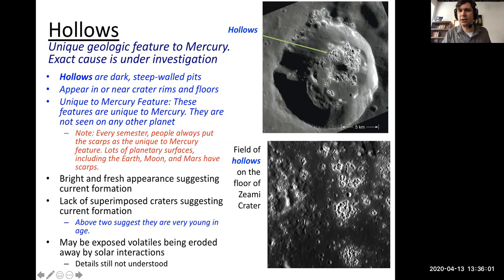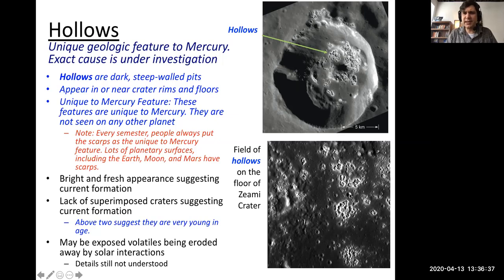We're not 100% sure on their formation yet. You can see these pits. If we really zoom in, you see these clusters of very steep walled, so straight down pits. They're not bowl shaped like craters. They are pits, kind of like a well. They always appear near crater rims and on crater floors. We don't see them in other places on Mercury. And these are truly unique to Mercury. We've not seen these on any other planetary surface, and they are very interesting features in several respects.